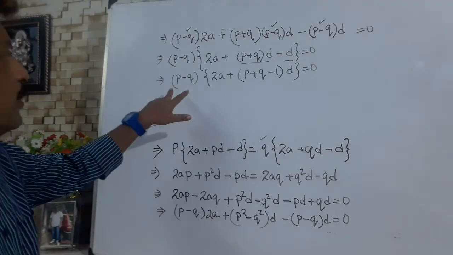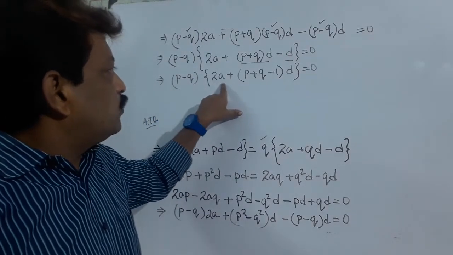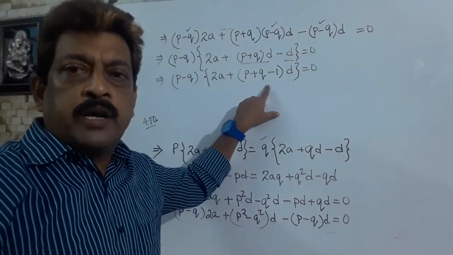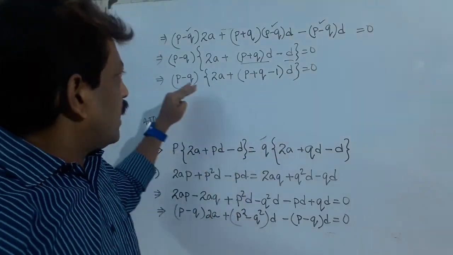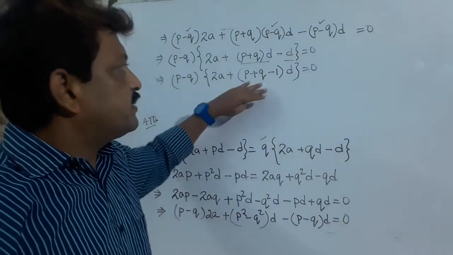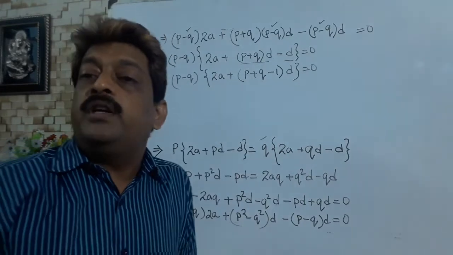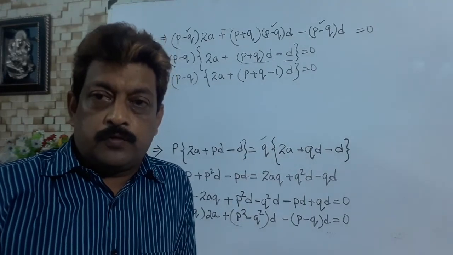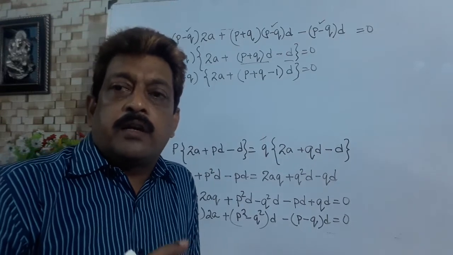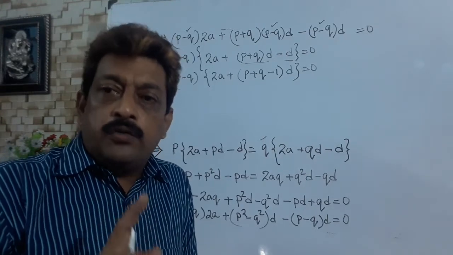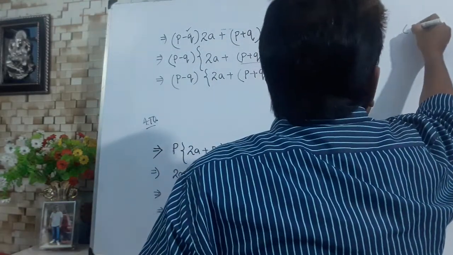Okay. Now we have got two factors, either p minus q equals to 0 or 2a plus p plus q minus 1 multiplied with d equals to 0. These are the two factors. So either I can take the first part as 0 or the second part as 0. But it is also given in the question that p is not equals to q. Actually it was mentioned in the question that p and q are not equal. P not equals to q.